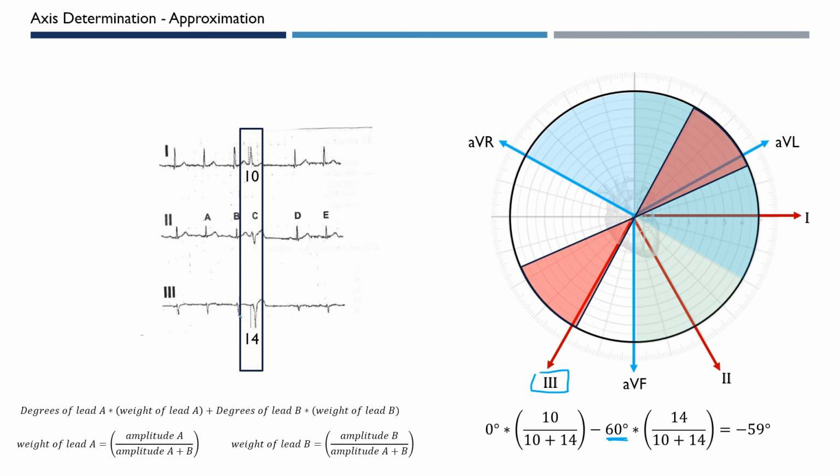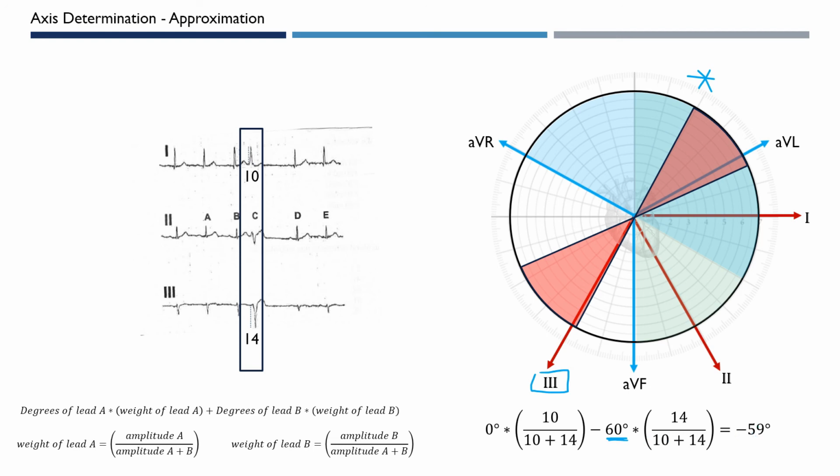However, we can see this depolarization, or the electrical activity, is away from lead 3. So you use negative 60 in lieu of 120 because it's actually on this side of the circle. And we use its relative weight of 14 over 10 plus 14. When we do this calculation, we get a negative 59 degrees.